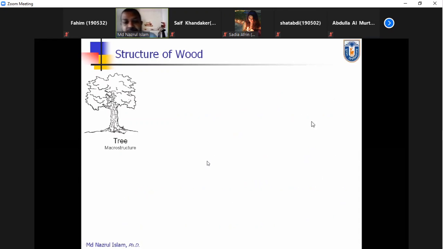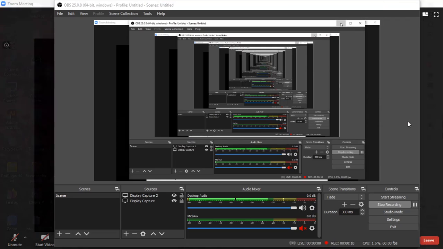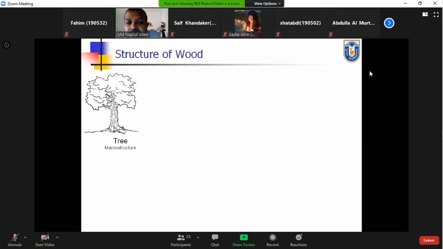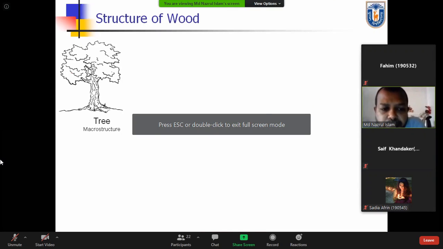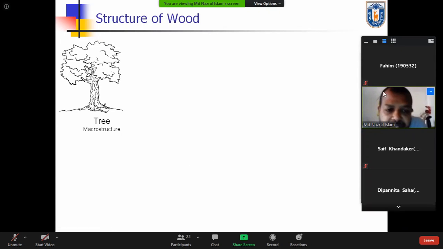So this is the tree. You can see this is a tree. So definitely this is a broadleaf, right? Do you agree? Or conifer? Is it broadleaf or conifer? Broadleaf, sir. Okay. So definitely that is a broadleaf tree.